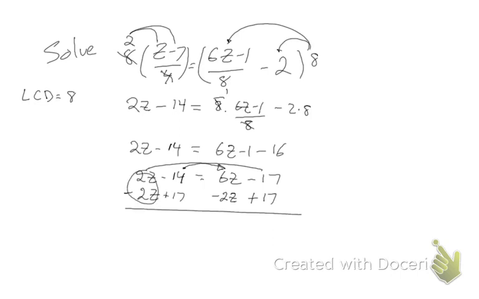2z minus 2z is 0. I'll end up with a 3 on the right. 6z minus 2z is 4z. The 17's cancel. And then on my last step, I'll divide both sides by 4, and I'll get z is equal to 3/4.